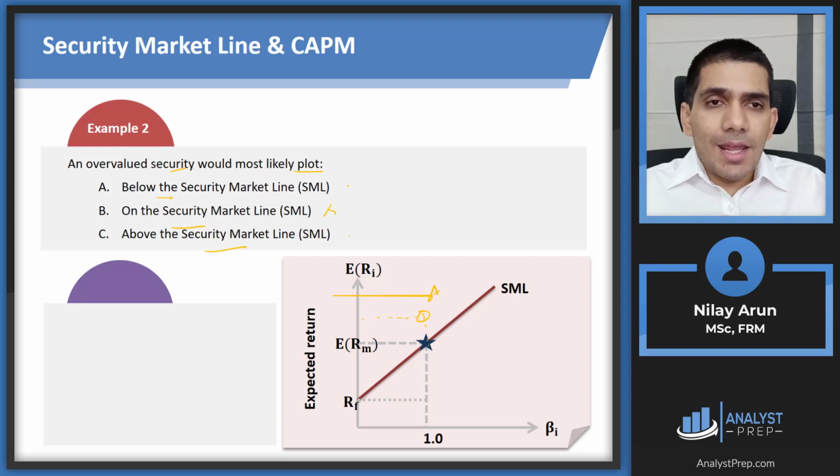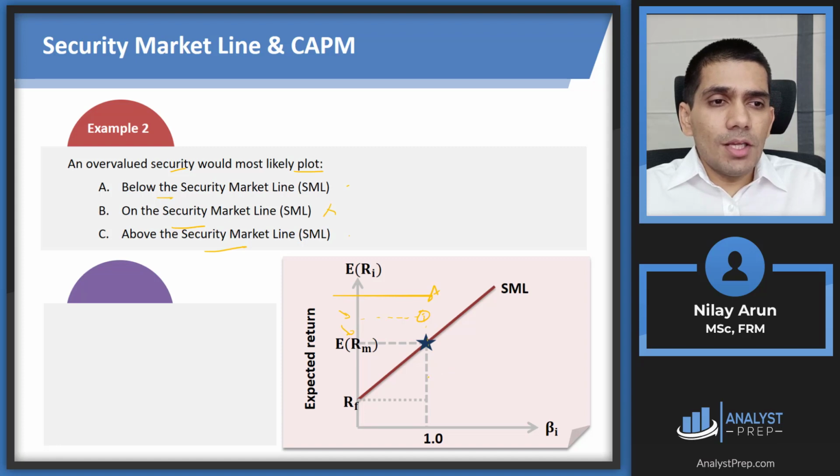So this security A is giving you much higher return than what you required for this level of risk, because you were happy getting this amount of return, but this security is expected to give you even higher return than that. So what should you do? It's giving you more return than what you expect at that particular risk level. So of course you should go ahead and buy it. So if it is plotting above the SML, that means it is undervalued. It's giving you a higher return than what you require for that level of risk.